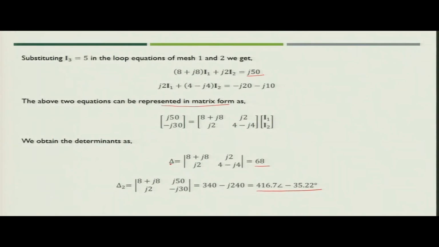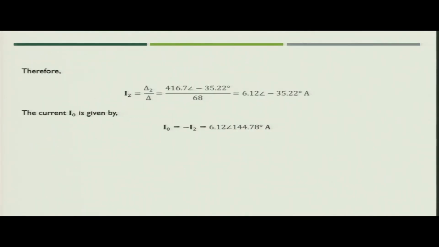When you calculate the value of delta and delta 2, you get the value of delta as 68, delta 2 as 416.7 angle 35.22 degree. Now, let us try to find out the value of current I2.